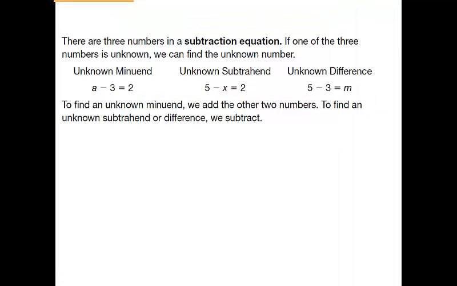It works the same way for subtraction as with addition. If you've got an unknown minuend, then you're going to add the 3 and the 2 together to know that a is equal to 5. If you've got an unknown subtrahend, then you're going to subtract these two numbers to find out that it is a 3, and with the difference, you're going to subtract these two to find out what the answer is there.